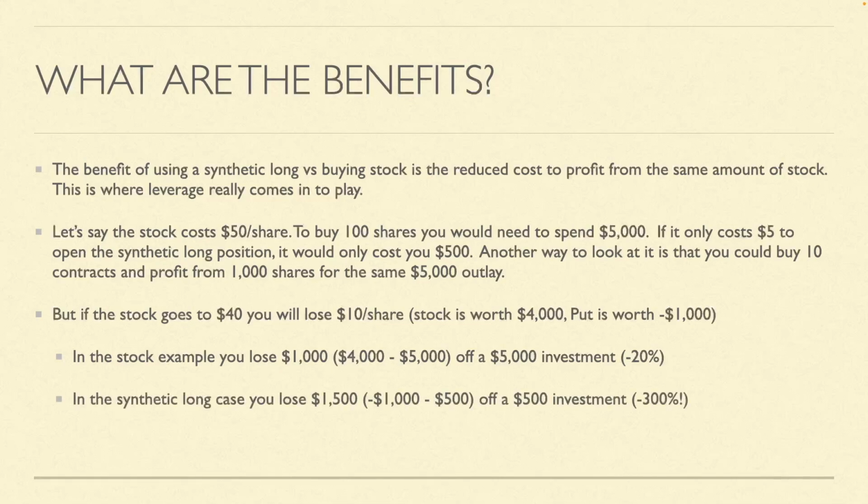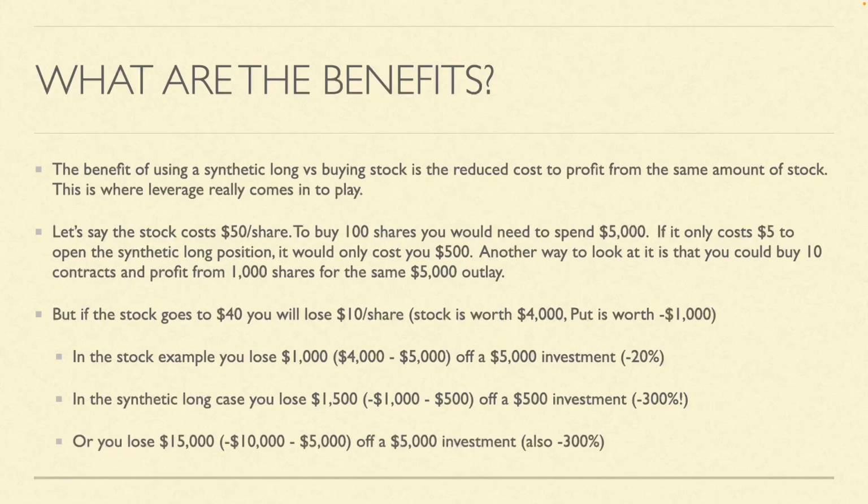But in the synthetic long case, you lose $1,500. You have to pay $1,000 to close the position, and you already paid $500 to open it. Off a $500 investment, you lost 300%, triple your money. Or you lose $15,000 if you buy 10 of them. You just multiply all those numbers by 10. Also 300%.